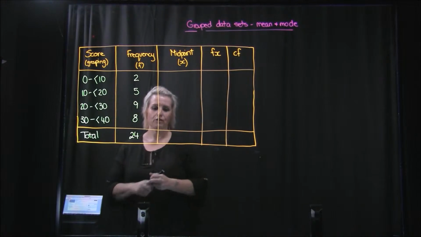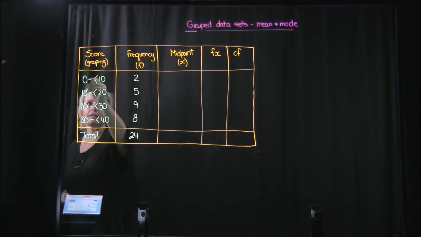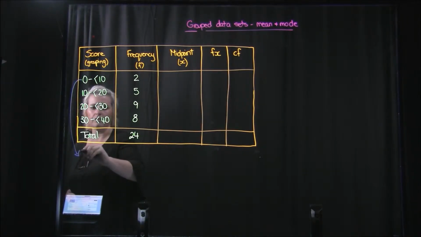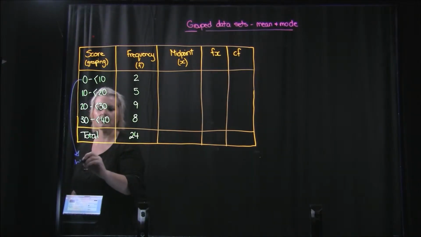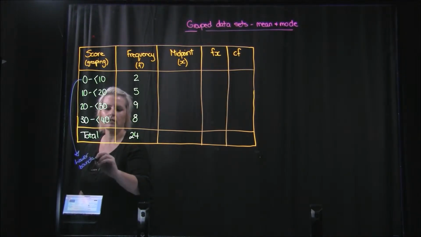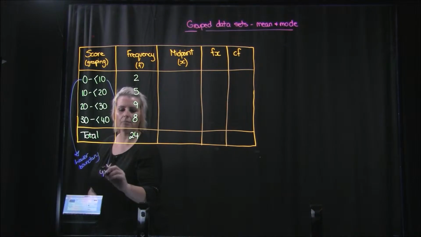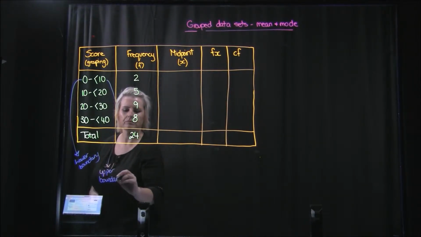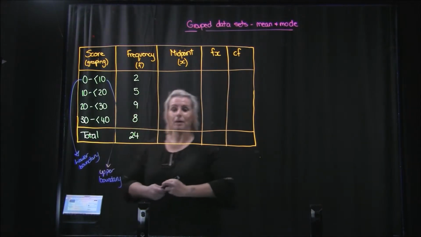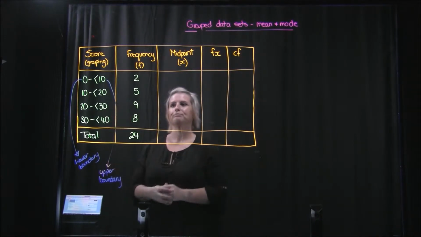use the midpoint. So the first thing we need to do is look at the upper and lower class boundaries. So this one here, the 0, the ones on this side, this is the lower class boundary. And this one here, the 10, or on these sides, the 20, the 30, the 40, this is the upper boundary. Now basically, they're just the edges of that group.